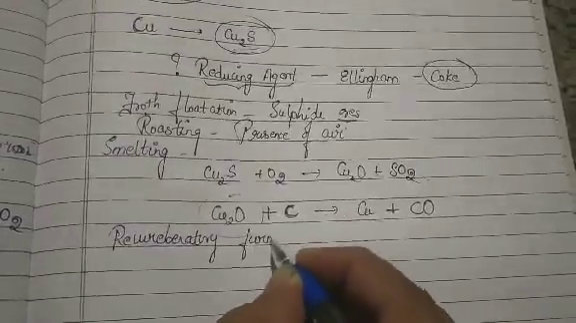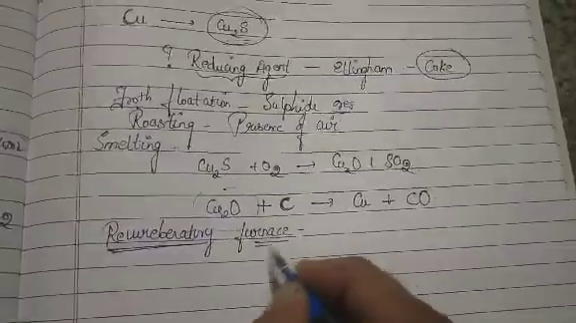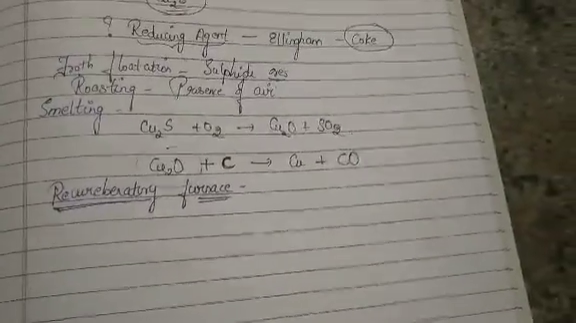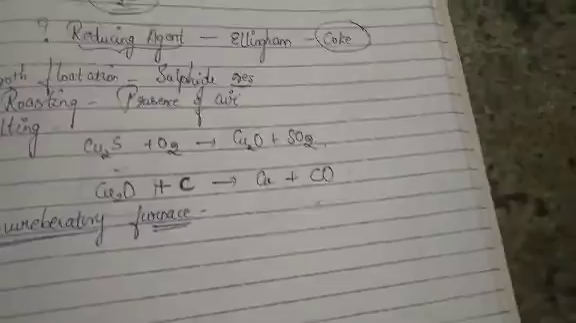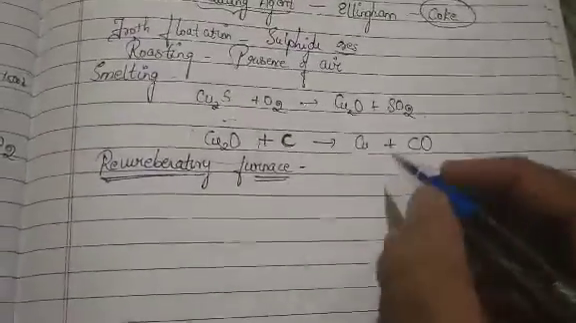So what is happening over here? Basically, in the reverberatory furnace, of course, we have taken an ore of copper. But the most important thing we have to remember is that whatever ore of copper we have taken, it has a particular composition.